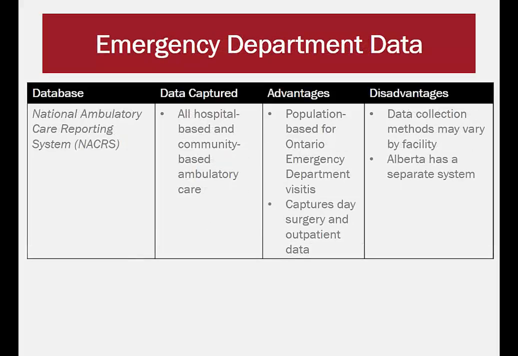The National Ambulatory Care Reporting System, NACRS, contains data for all hospital-based and community-based ambulatory care, including day surgery, outpatient, and community-based clinics, and ED data. However, one major disadvantage to this database is that the information collected varies by facility and province. In addition, the data is not made publicly available, but injury practitioners and researchers can apply to access data from the CIHI or to see reports that have already been generated. Data collection varies by facility, but basic information such as age, sex, geography, date, cause and nature of injury, treatment, and discharge status are provided in this database.